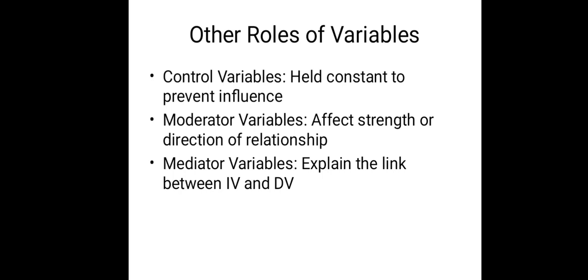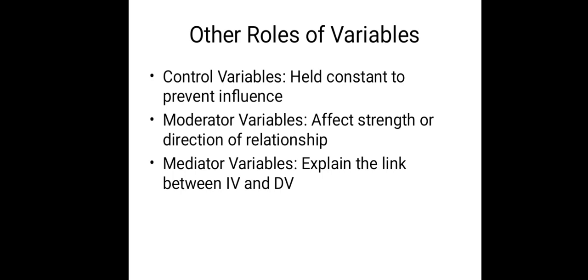Then we can also have control variables. A control variable is a variable that we believe is also able to cause the same outcome that we are trying to observe. Apart from the independent variable, it can do what the independent variable can do. So to avoid confusion, we want to hold it constant. We want to remove it and put it to the side.